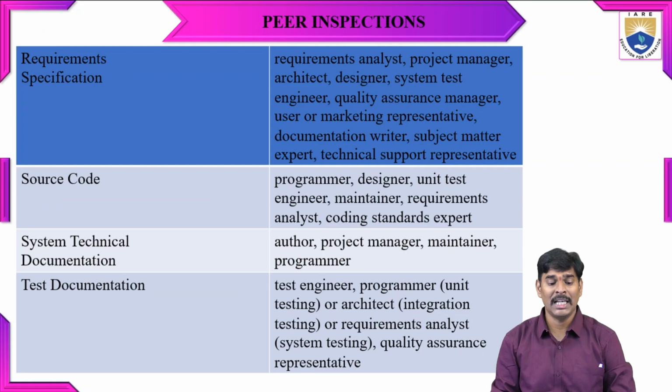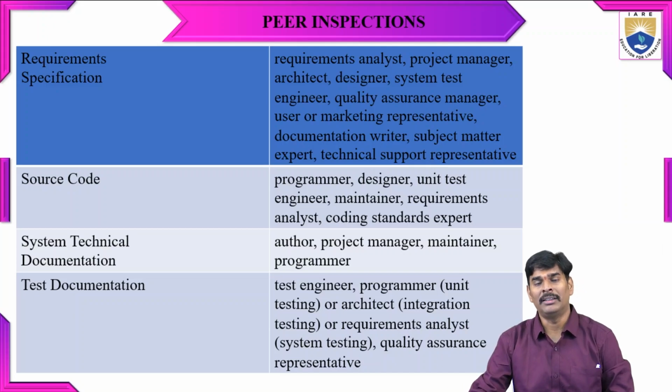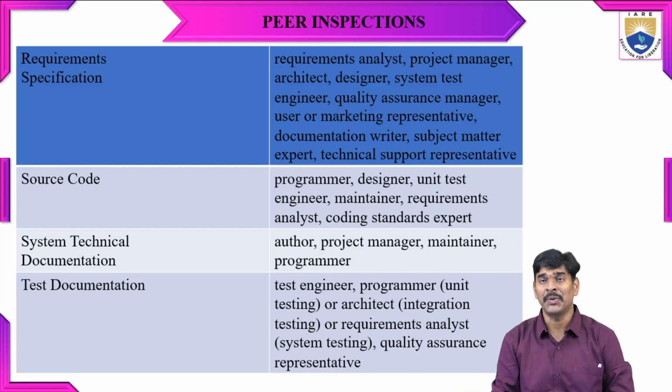Okay, and next one is requirement specifications. In the requirement specifications, we can have different types of experts or suggested reviewers for the requirement analysis: project manager, architect and designers, system test engineers, quality assurance manager, user or marketing representative, and documentation writer. So this documentation writer knows each and every criterion, what the main requirement specifications for the project are, such as the hardware, software, and the tools they are going to use, and the different specifications will be handled by the documentation writer and the subject matter expert.